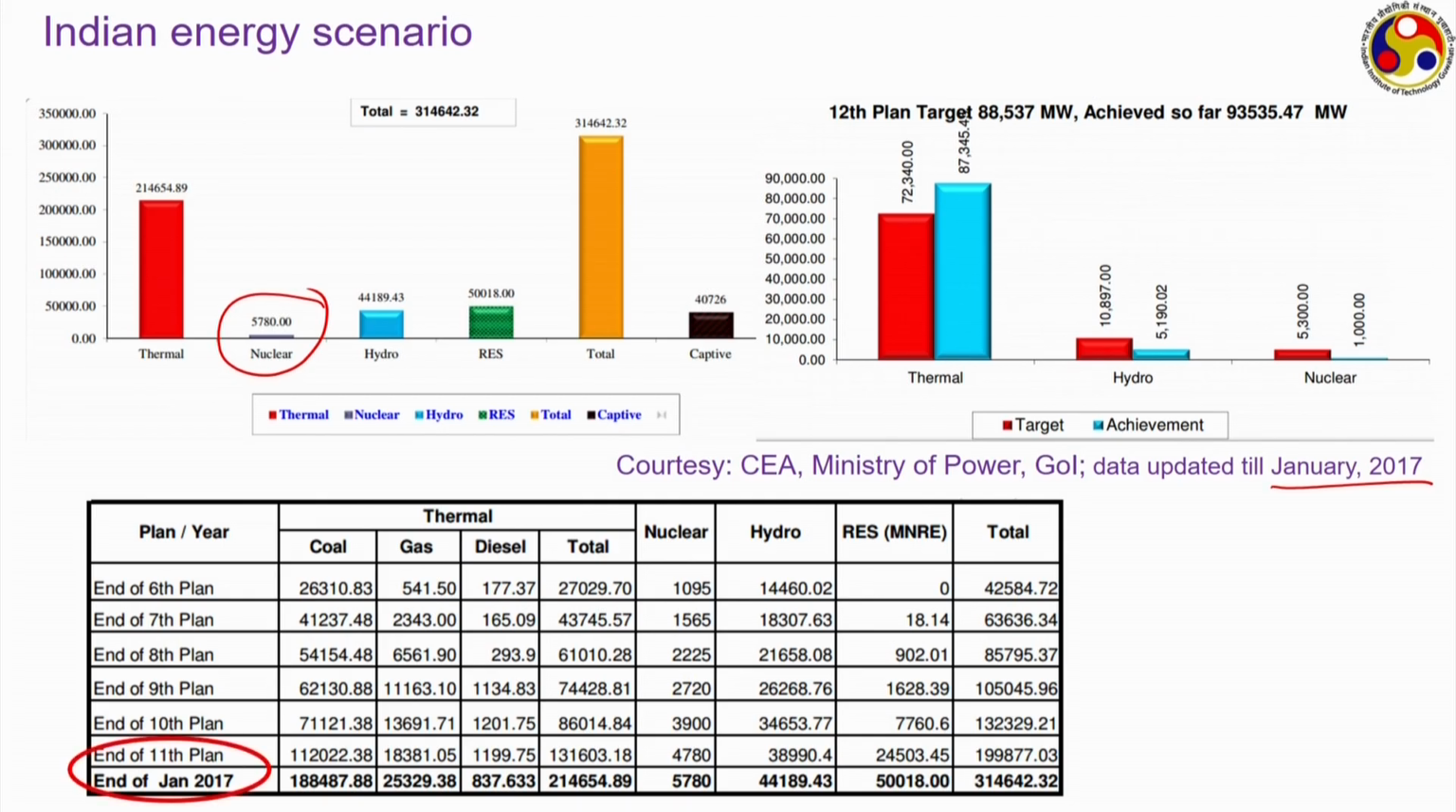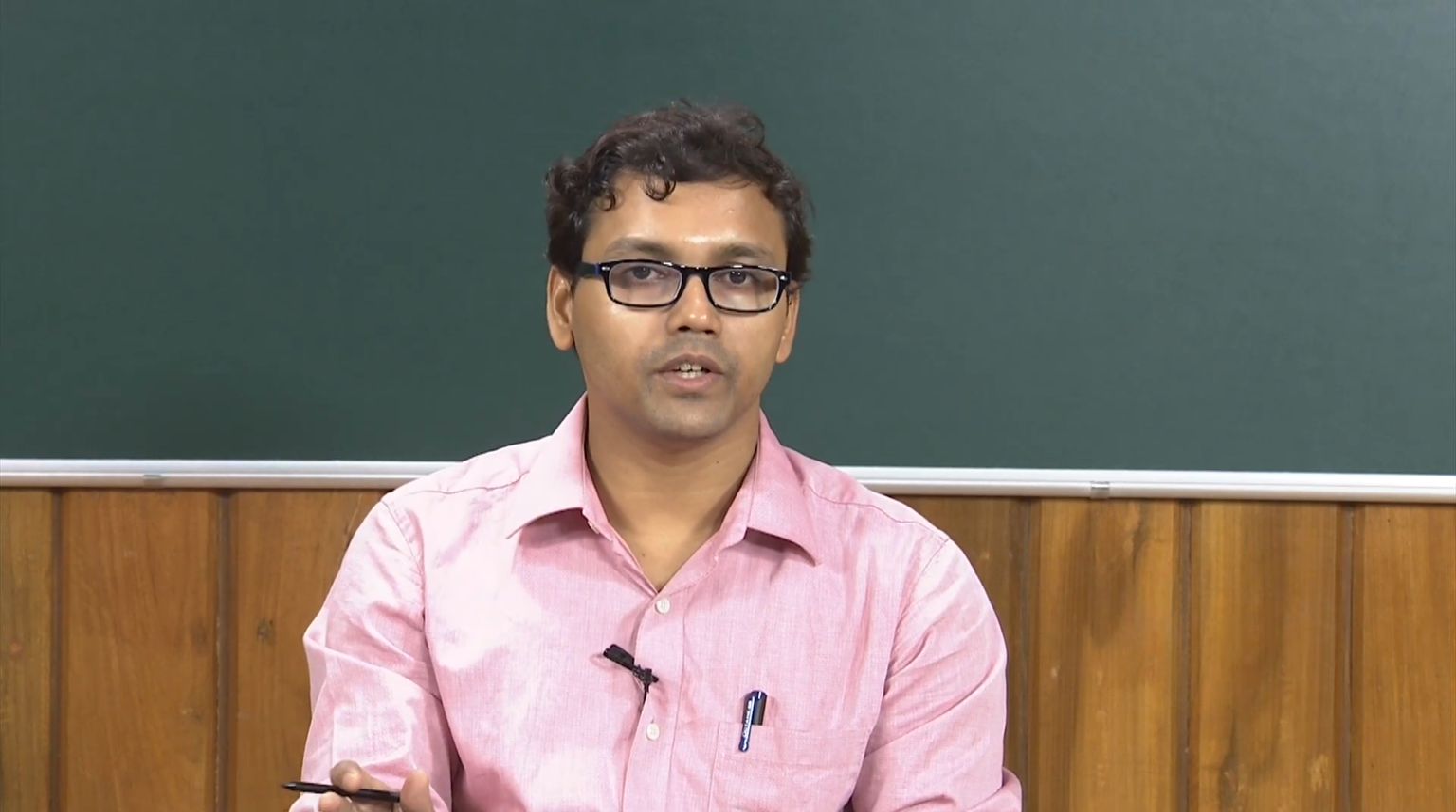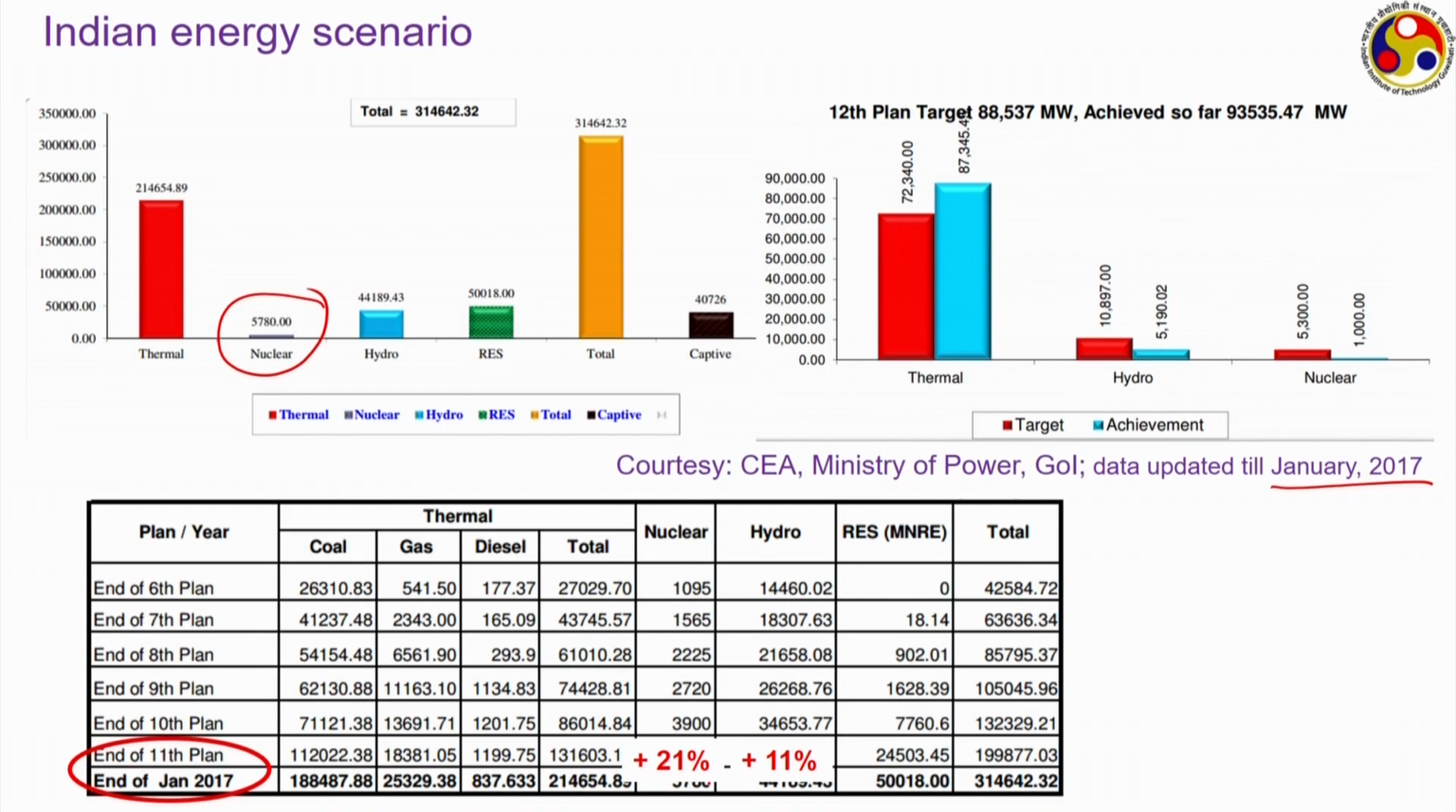But if we compare in percentage over this period, hydel energy production has seen only an 11% increase, whereas nuclear energy has seen a 21% increase. And as there are several nuclear power plants planned in India, it is expected to increase even more. In fact, this 21% has gone even further, because this data is till January 2017, but the latest Indian nuclear power plant went operational in March 2017, which added another 1000 megawatt capacity.